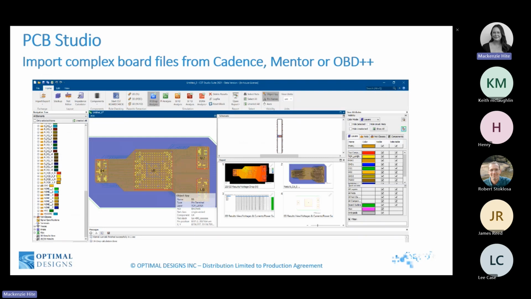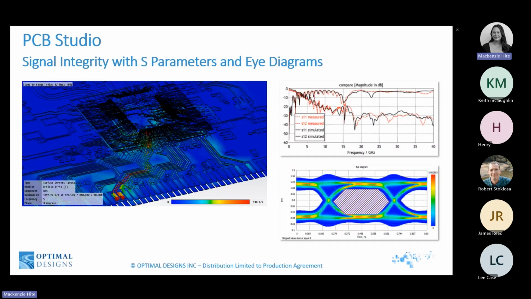Geometry is imported into PCB Studio from an array of PCB layout tools, including Cadence, Mentor, and Altium, and also includes general file formats such as ODB++. Signal integrity results include S parameters or transient results like eye diagrams.